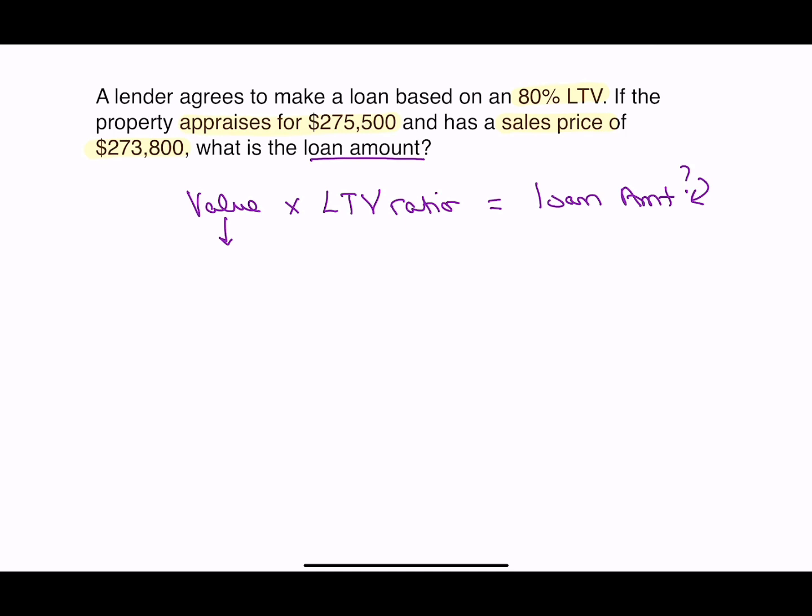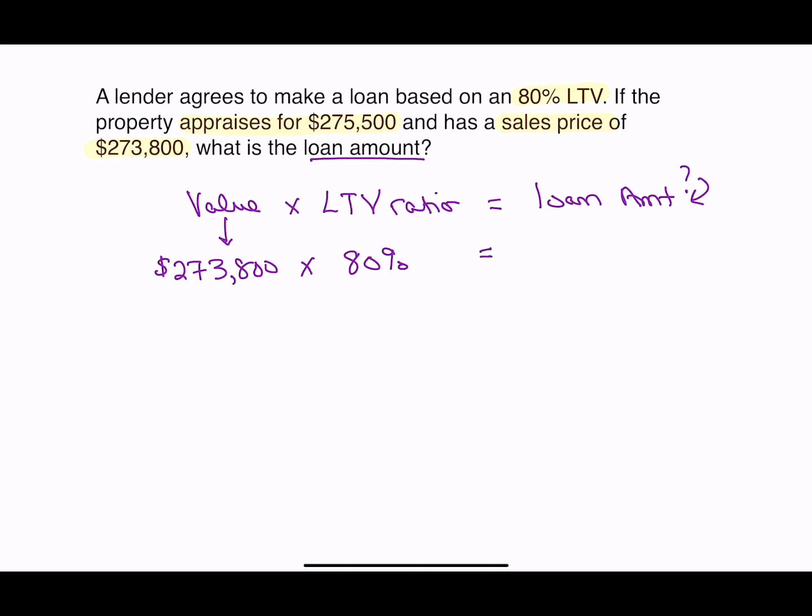They're not going to go off of the higher number and give you more money than you originally thought you were going to get. So our value is $273,800. We're going to multiply that by the LTV ratio. LTV stands for loan to value. We are comparing the amount of the loan to the value of the property. And in the problem, it says 80%. So I can just put that there, and that should give us our loan amount.